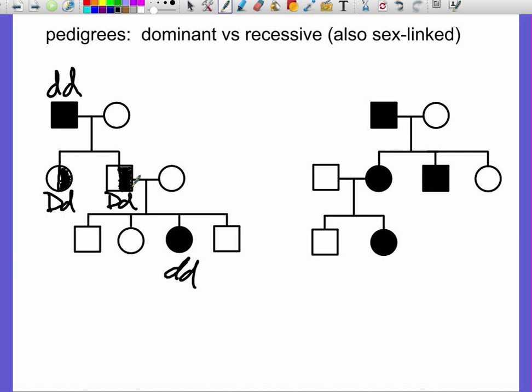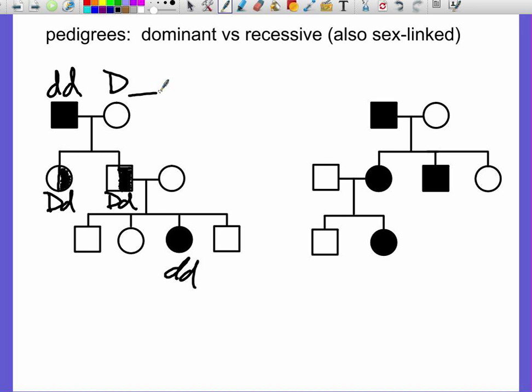Other individuals in this pedigree can be labeled as well, but I don't always know what the second allele is going to be. Grandma has to have a dominant allele because she does not show that recessive trait. But I really don't know if that second allele is dominant or recessive.